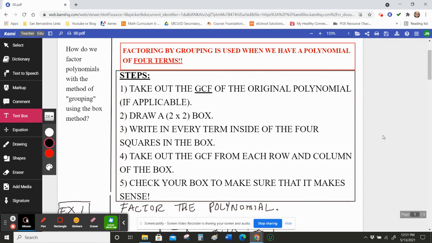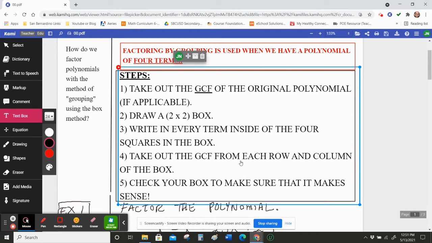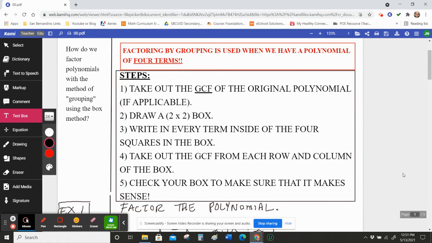You can group them however you would like, meaning if one configuration does not work out for you, or you can't factor anything out, you could always rearrange or regroup it in a different order to see if you can take something out that way. Okay. Step number 4, take out the greatest common factor from each row and each column of the box correspondingly. And then step 5, check your box to make sure that it makes sense.